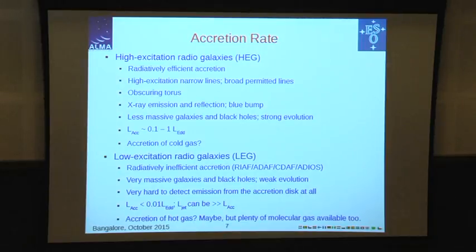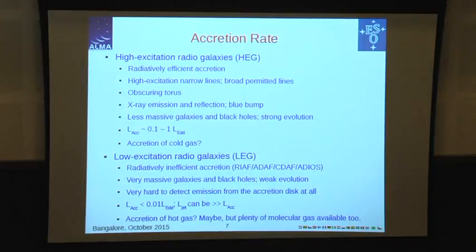Now let me go on to something which Martin Hardcastle will discuss in the next talk, which is the relationship between the phenomenology of the accretion process and the output in jets. So traditionally, particularly optical and X-ray astronomers have classified active galaxies into two sorts, which in the radio galaxy context have come to be known as high excitation and low excitation.